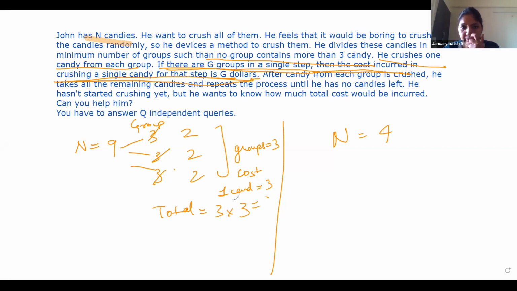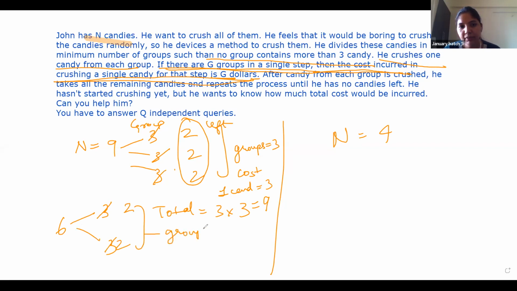So till now 9. But how many candies are left after that? 6. So 6 can be again divided into group of 3, 3. Now they will again crush 1, 1. How many groups are there here? 2. So cost of crushing 1 candy will be 2. And how many you have crushed here? 2. So 2 into 2, 4. Total cost is 4 at this step. Now how many are left? 4.